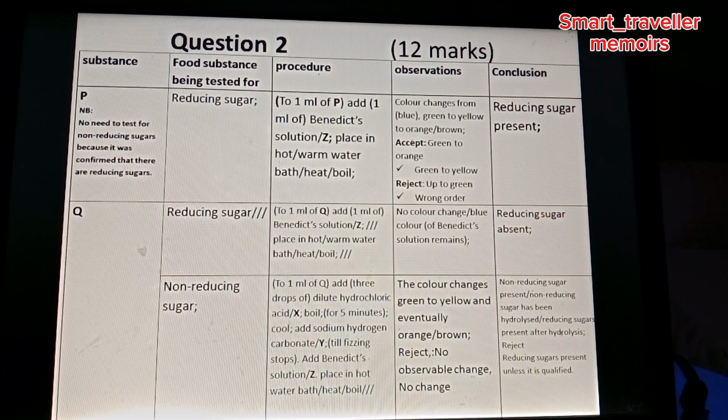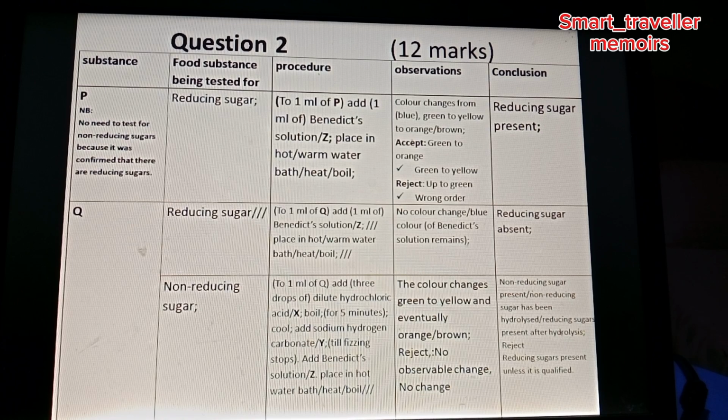All right. So note the procedure here is very, very important, and the order of the way you add the reagents. Because if you have not mastered how to test for non-reducing sugar, you'll be shocked, because if you miss the order, you miss all those marks, and there are many. Okay?